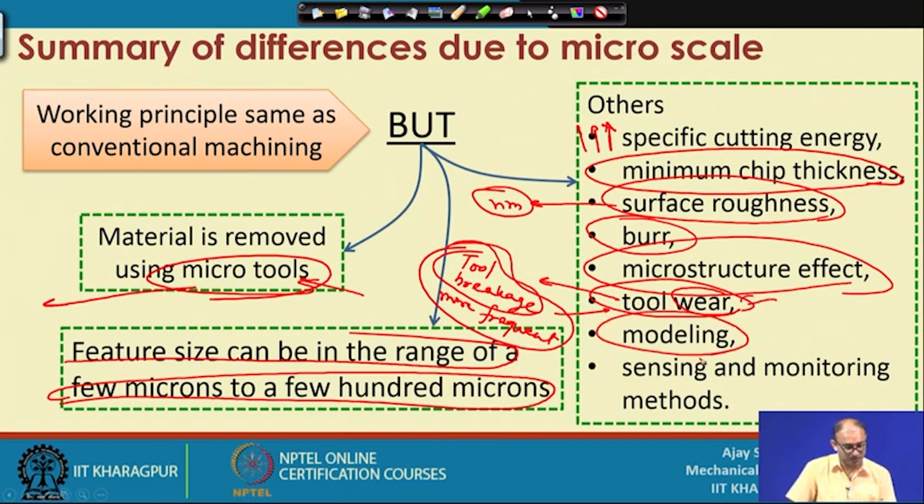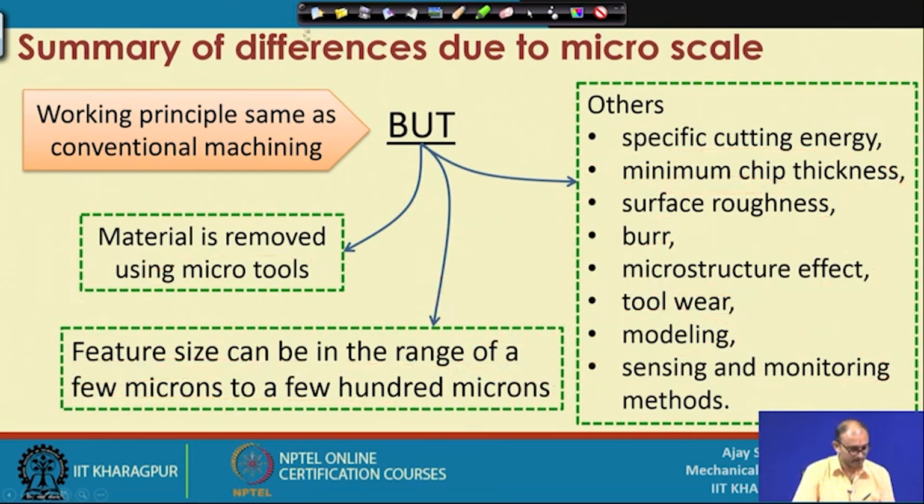Modeling is very difficult here, because the theory we have learned, such as the Merchant circle diagram and force measurement, is not directly applicable, because you have to make a lot of modifications, as these parameters are completely different. Sensing and monitoring methods are very important here, because the forces are very low. This is a very big problem, and sometimes you will not get any type of sound out of that, meaning there is no noise or machine disturbance from it.